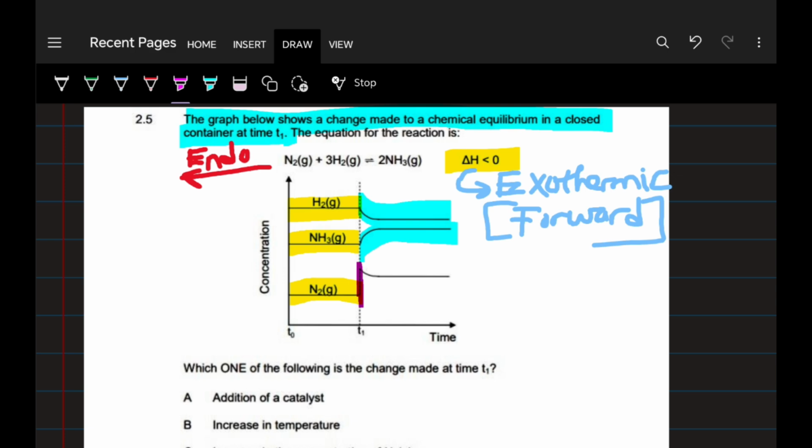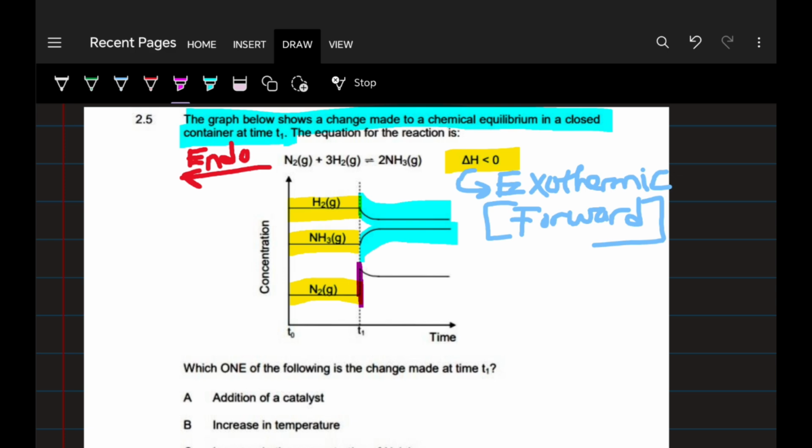Whenever you have two graphs that are gentle, hydrogen gently decreased and ammonia gently increased, but there is only one spike, and the other graphs are gentle, just know that this is a change in concentration. It is an increase in concentration because the concentration of nitrogen increased more. So whenever there's a spike and the other graphs are gentle, just know that that is concentration.